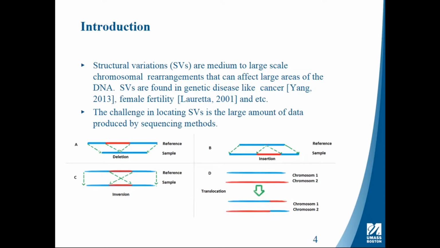Finding the DNA mutations is difficult because of the large amount of data produced by the sequencing methods. We know that human DNA has more than 3 billion base pairs, and structural variations inside these pairs are medium to large scale chromosomal rearrangements that can affect a large area of the DNA. They are found in diseases like cancer, female infertility, and others. In this picture, you can see different kinds of SVs like deletion, inversion, insertion, and translocation.